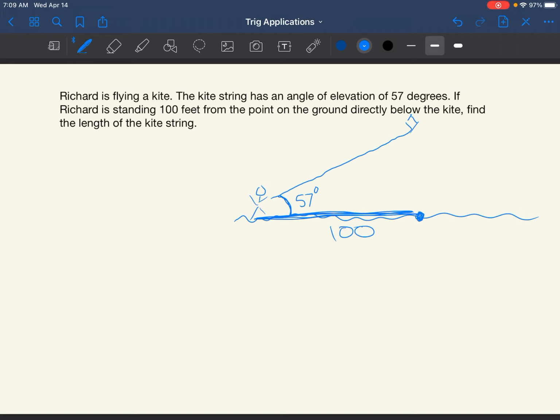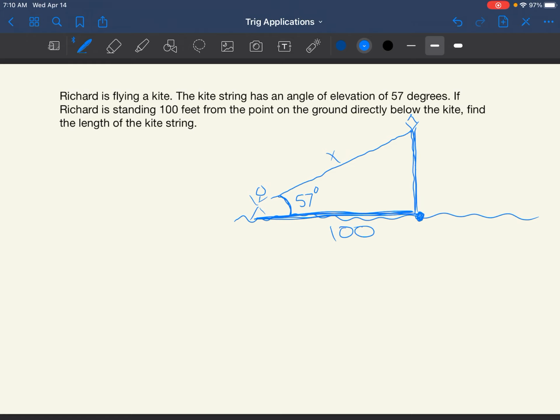Find the length of the kite string. So we have to find this. We got to find, I'll call it X. We got to find the length of the kite string. This right here. Okay, so there's our triangle. I'll go ahead and complete the triangle by drawing this side right here, from the kite down to the point on the ground directly below the kite. But that's our triangle that we're going to be working with. And we need to find the length of that kite string.